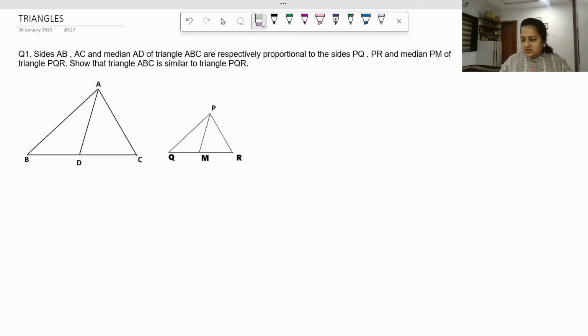The next question. This is a very important question from the textbook itself. This is question number 14. Okay, question number 14 from the textbook, which carries 5 marks. Let's look at the question.